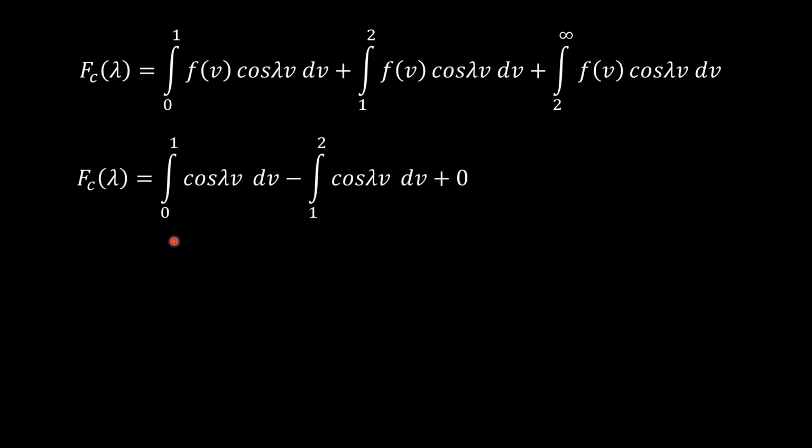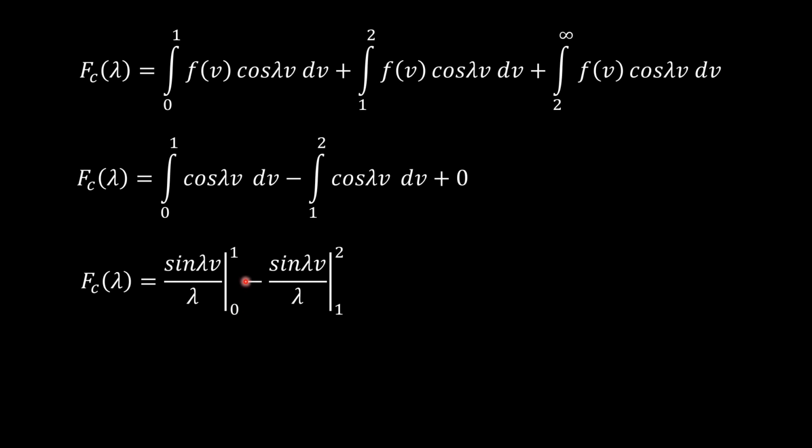So epsilon lambda becomes integration from 0 to 1 cos lambda v dv minus integration from 1 to 2 cos of lambda v dv plus third integral, it becomes 0. Now these are the simple integrations, evaluate them. So integration of cos of lambda v with respect to v is what? Sin lambda v upon lambda. Limits are from 0 to 1. Similarly for the second integral, it is sin lambda v upon lambda. Limits are from 1 to 2. Put the upper limit, put the lower limit for both the functions and simplify the expression.